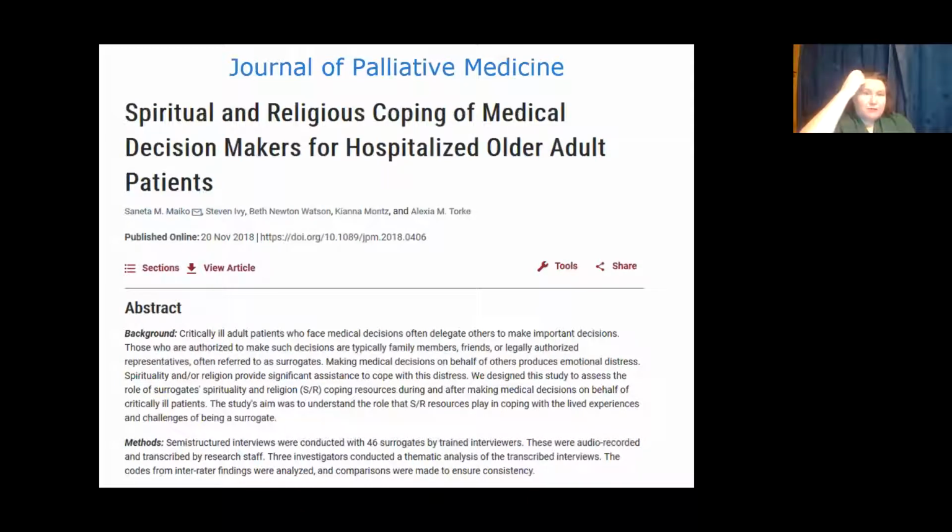Journal of Palliative Medicine, I thought this was an interesting paper. Again, one of the challenges can be the so what question. What is this paper about? And I think obviously in palliative care, the issue of spirituality and the spiritual aspects of care and coping is something that can be of great interest to some journals.